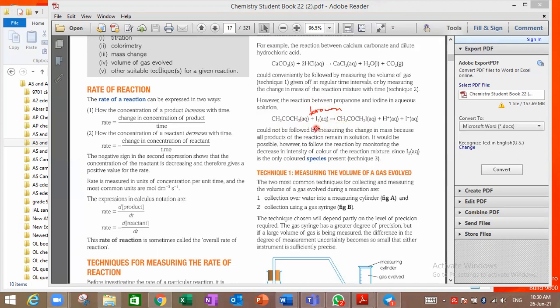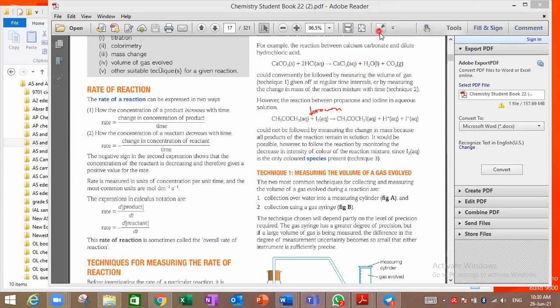So in that case, since we have here a color which fades with time, then we can follow the rate of such a reaction by measuring the intensity of the brown color with time. So it depends upon our concentration.